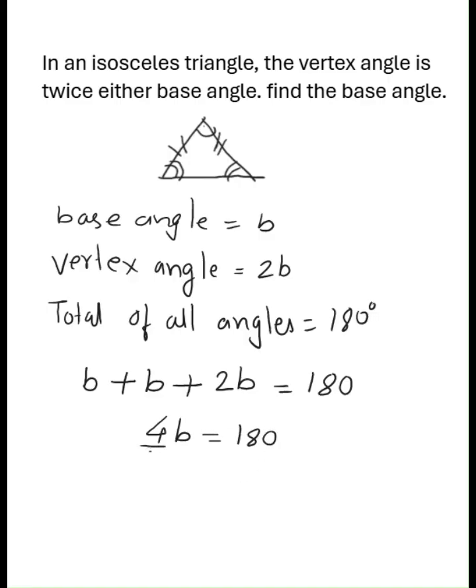Now we can take this 4 to the other side and we will do the division. 180 by 4. Now it can easily get cancelled and we will get 45 as the answer. So B is equal to 45. Therefore the base angle is 45.